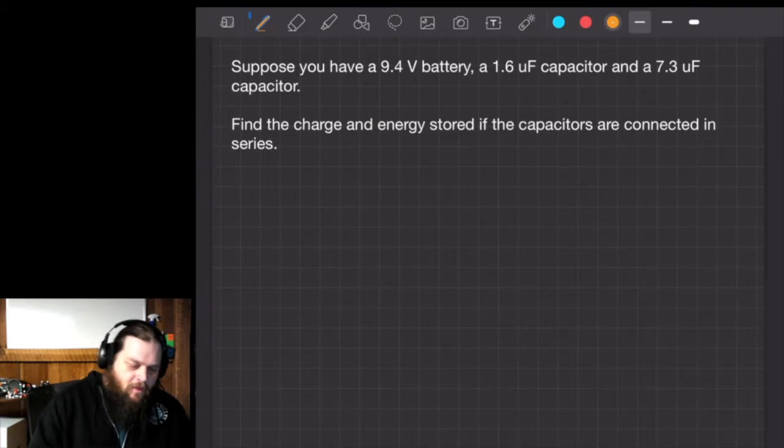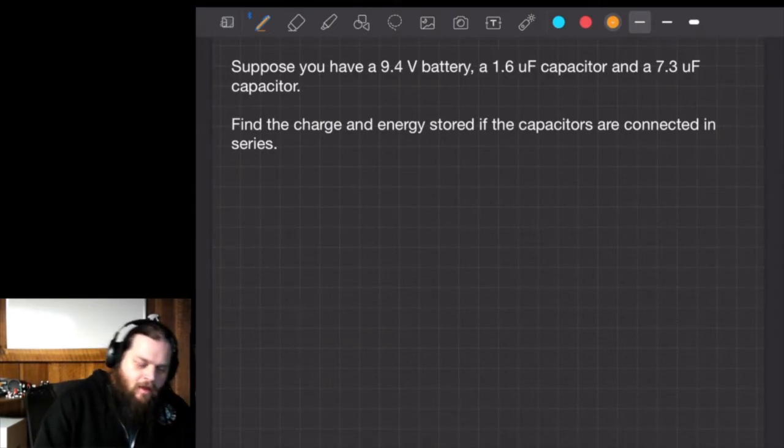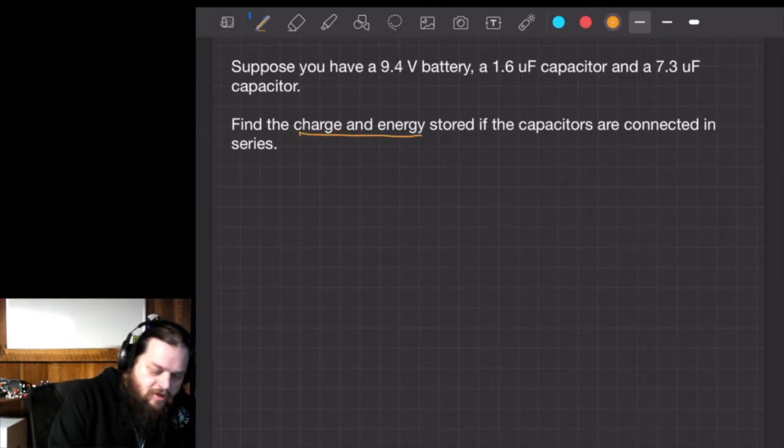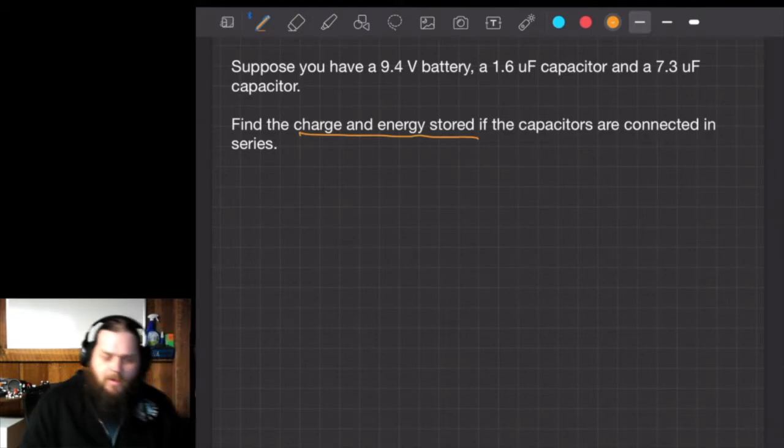This problem here, we're going to suppose we have a 9.4 volt battery and a 1.6 microfarad capacitor and a 7.3 microfarad capacitor. We want to find the charge and energy stored in the capacitors connected in series. So here we're going to have to add up those capacitors in series, but we really want to find the charge and the energy that's being stored in there once we have that capacitance.